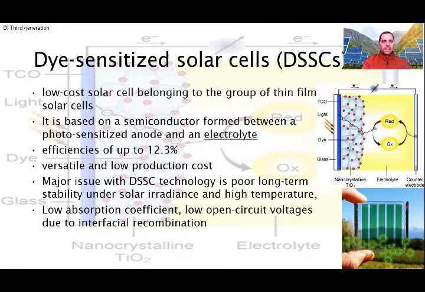A dye-sensitized solar cell is a low-cost solar cell belonging to the group of thin film solar cells. It is based on a semiconductor formed between a photosensitized anode and an electrolyte, a photoelectrochemical system. Of all solar cell options based on nanomaterials, dye-sensitized solar cells have gained thriving interest and are among the most mature and well understood solar cell technologies.